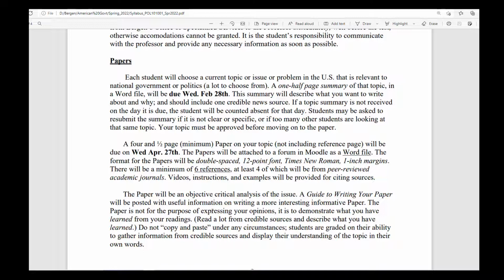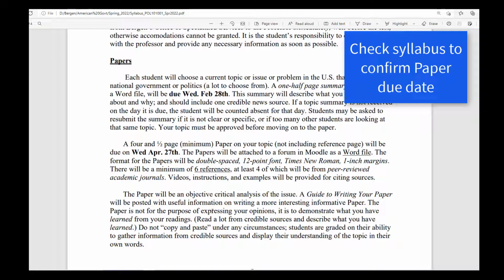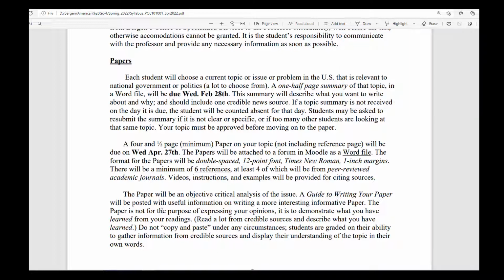The late start classes, I think that date is May 3rd, so be sure to look at your own specific syllabus as far as making sure you know what the due date is. They will be attached to a forum. This is for the online classes. The in-class classes, of course, will just hand me a hard copy of it.